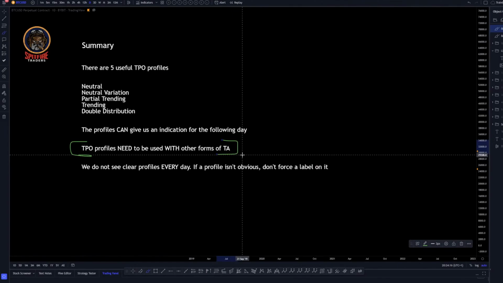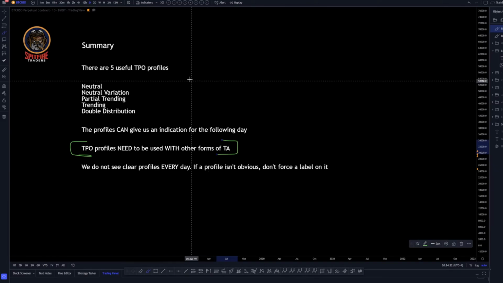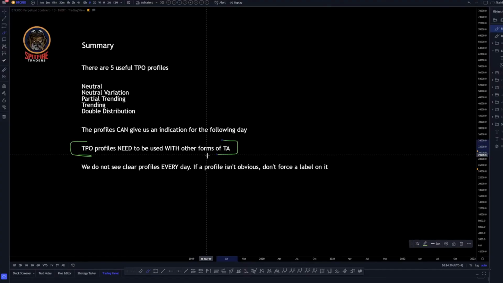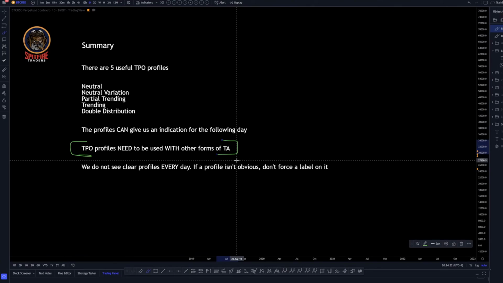I'll always say it, the more confluence you've got at an area, whether that's your fibs, your SR levels, your point of controls, you tie that in with more confluence, such as TPO, all of a sudden your win rate is exponentially higher. Just keep that in mind.